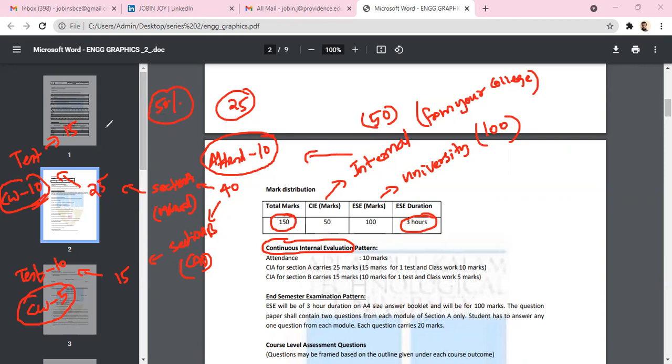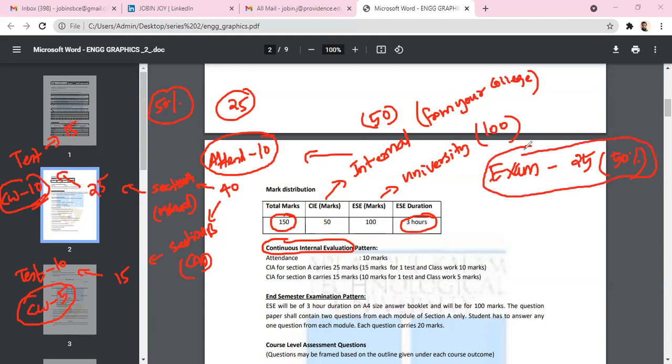Is it clear? The remaining 15 plus 10, that means remaining 25. So remaining 25 means remaining 50%. So from the exam, 25 marks, that means 50%. Anyway, you will get some marks from the exam.